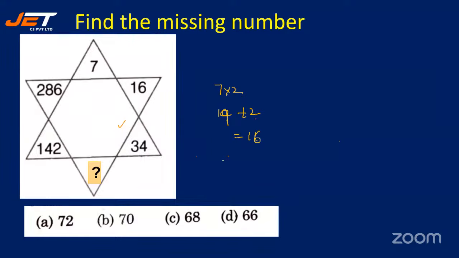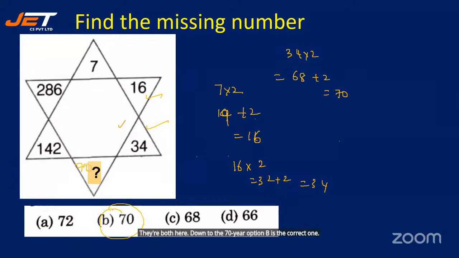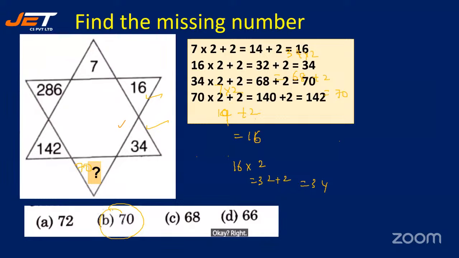Right? So next, same, we'll try this. 16 into 2 is 32. Plus 2 will give 34. So this is also working. Okay. Likewise, we have 34 into 2, 68, plus 2 will give 70. Therefore, here the answer is 70. Your option B is the correct one. Okay. Right. See the next question.